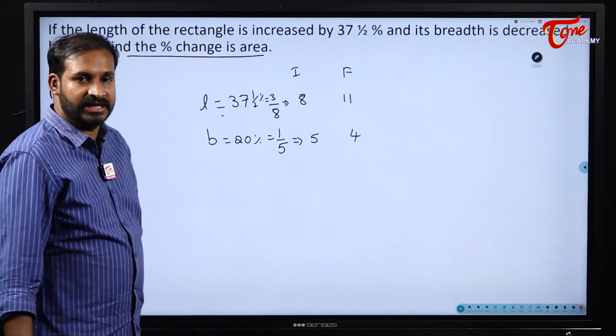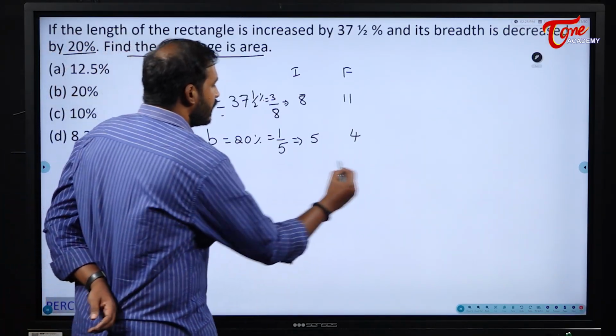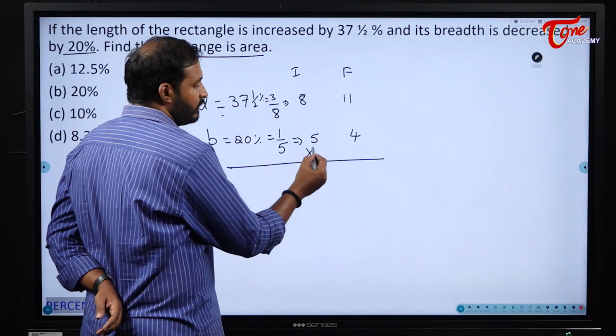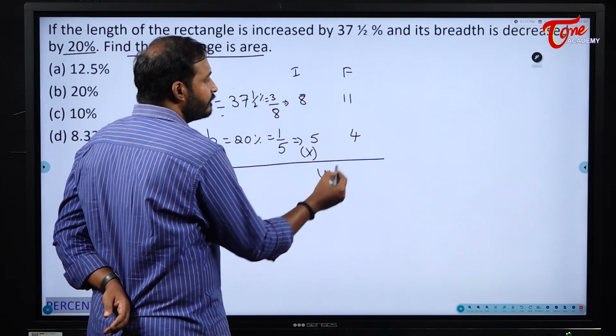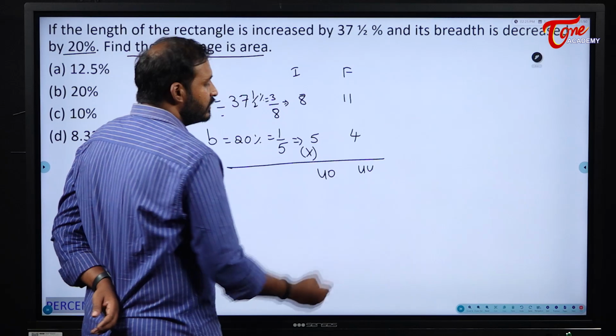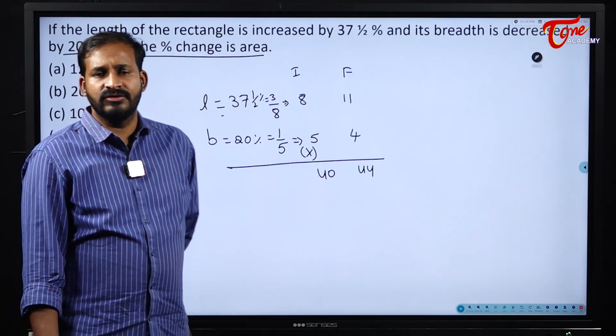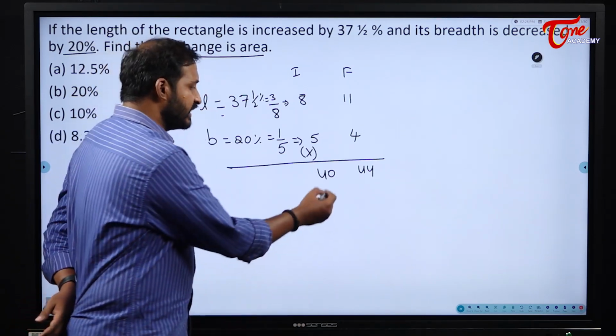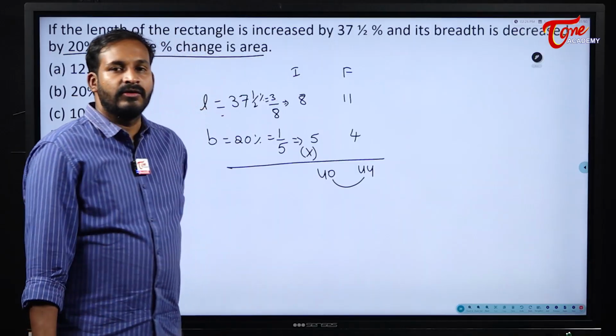Because the breadth got decreased here. How will you find the area? Length into breadth. So 8 5s are 40, 11 4s are 44. Whether the change is positive or negative? Positive change. Why? Because it is increased, from 40 it became 44.